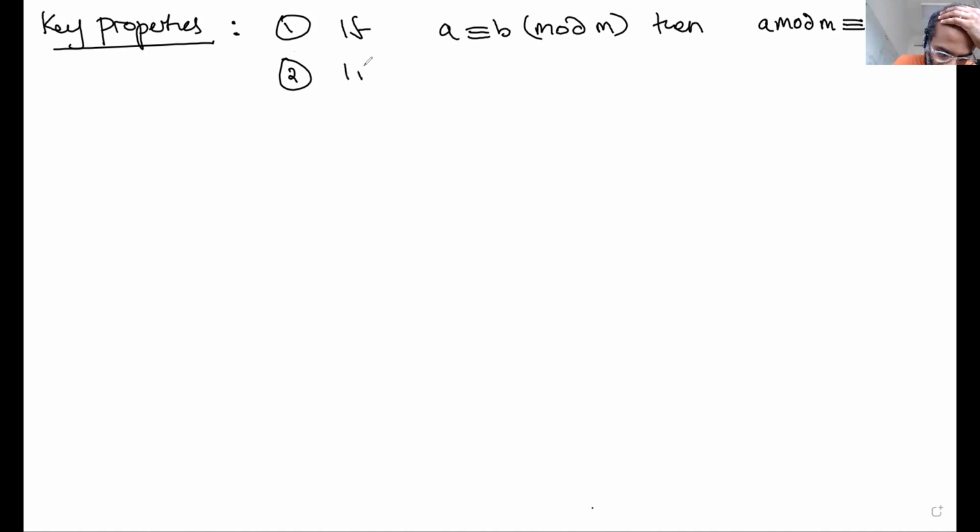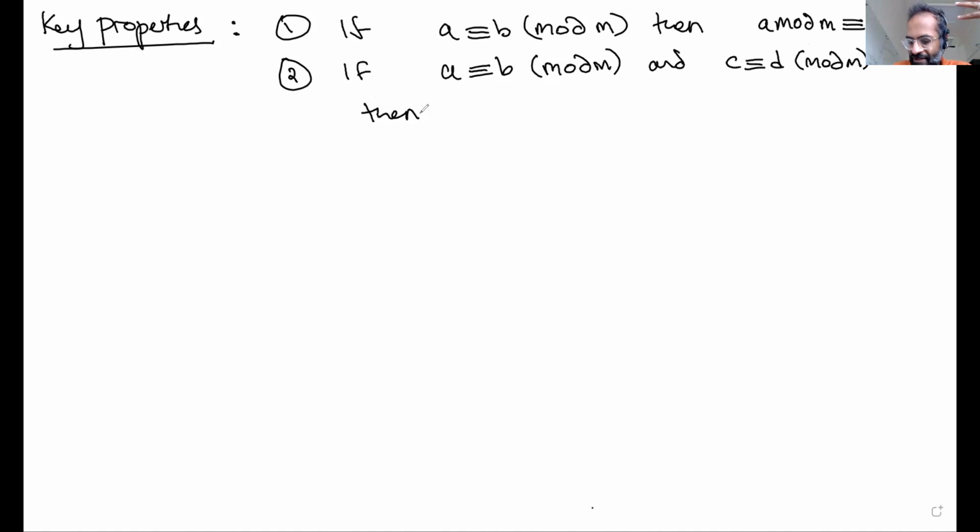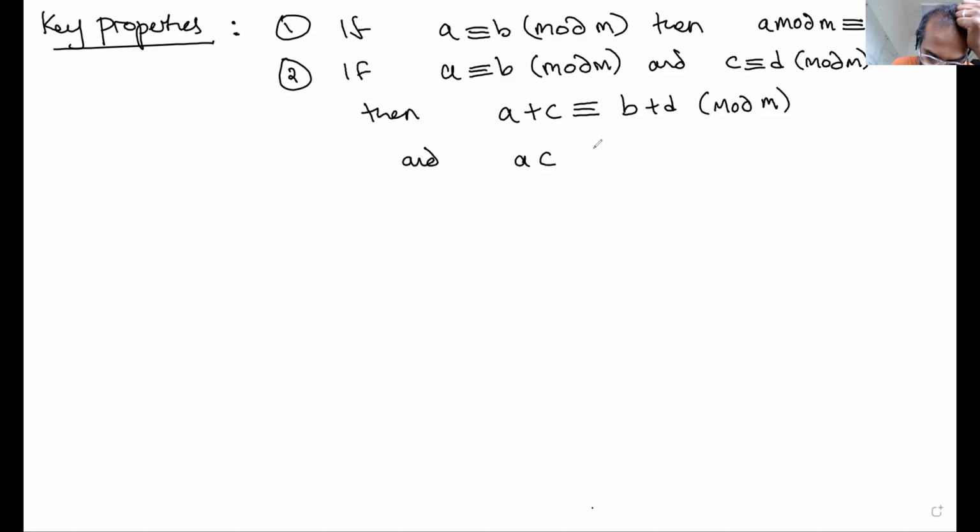Here's a more interesting one. If A is congruent to B mod M, and C is congruent to D mod M, so these were just regular equations. You could add them and multiply them, right? But what this is saying is you can do that even modulo M. Then A plus C is congruent to B plus D modulo M, and AC is congruent to BD modulo M.